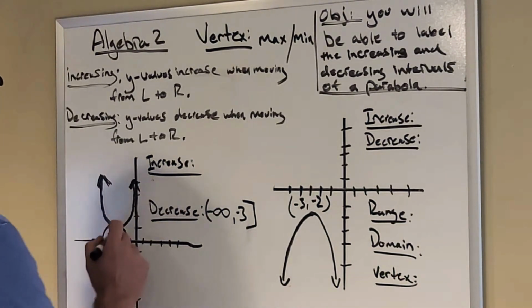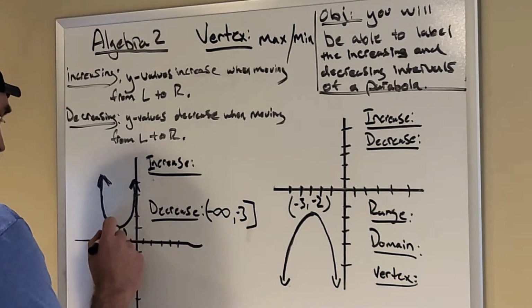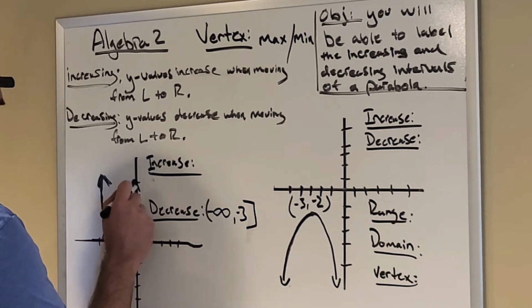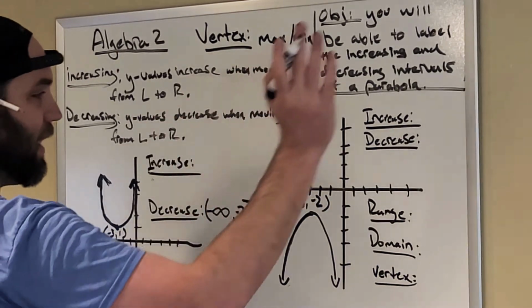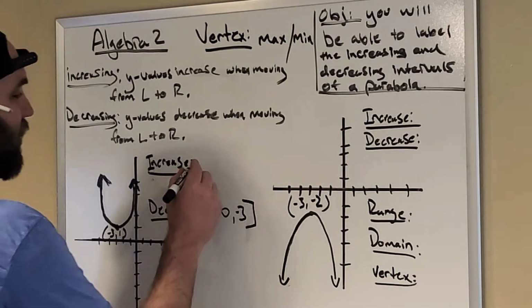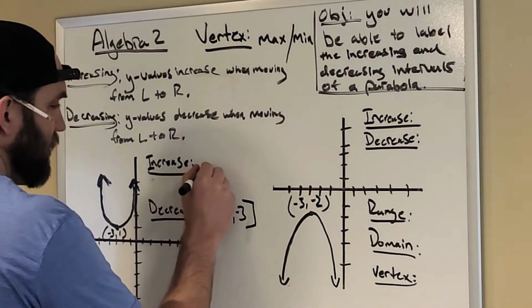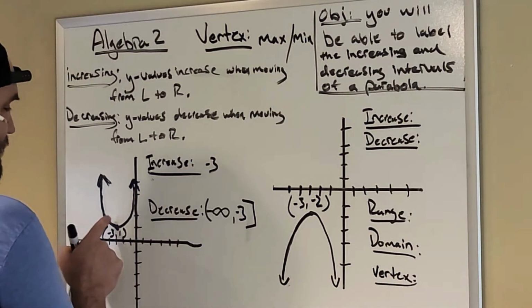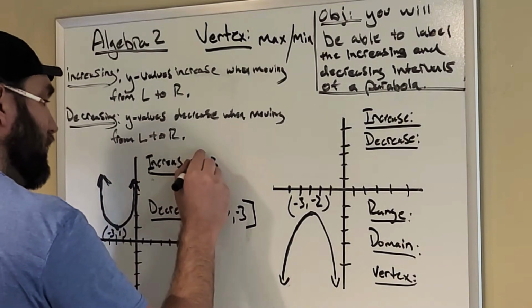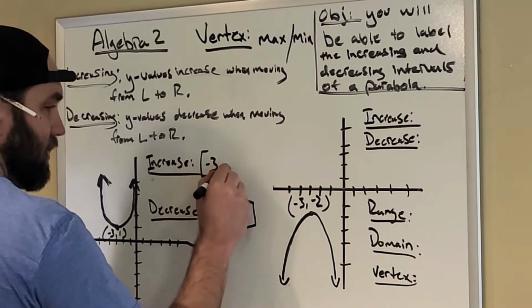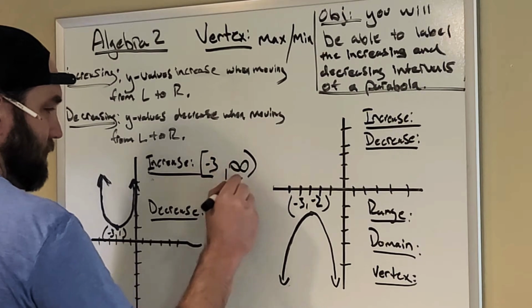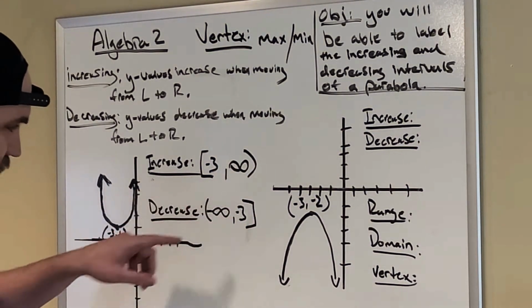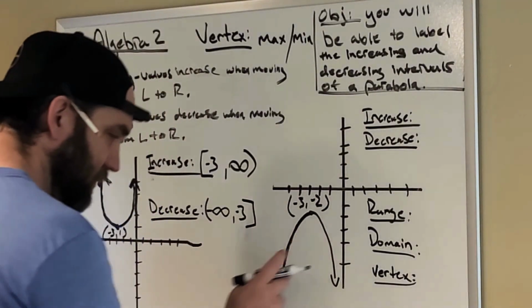And then I'm starting again at negative 3, and now I'm going up, up, up, and I'm going to keep going up for infinity, to the right. So for my increasing, starting at negative 3 here on my x-axis, and then as I go right, it increases until infinity. All right, those are my increasing and decreasing intervals.